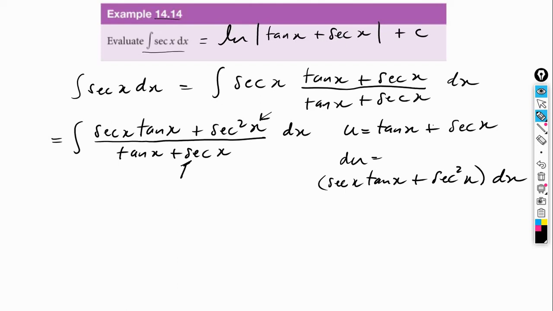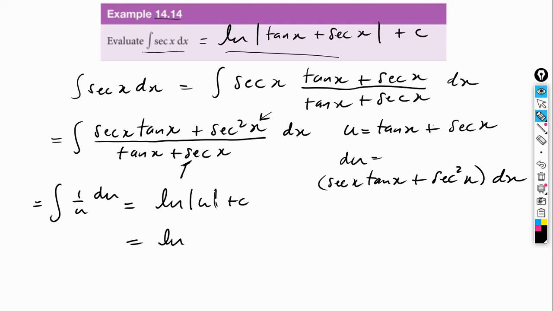So we can simply rewrite this as equal to the integral of 1 over u du. And then we're going to get the expression that we have up here. Because if we solve for this, this is simply going to be natural logarithm of the absolute value of u plus c, which if we substitute back in, it's going to be natural logarithm of the absolute value of tangent of x plus secant of x plus c.